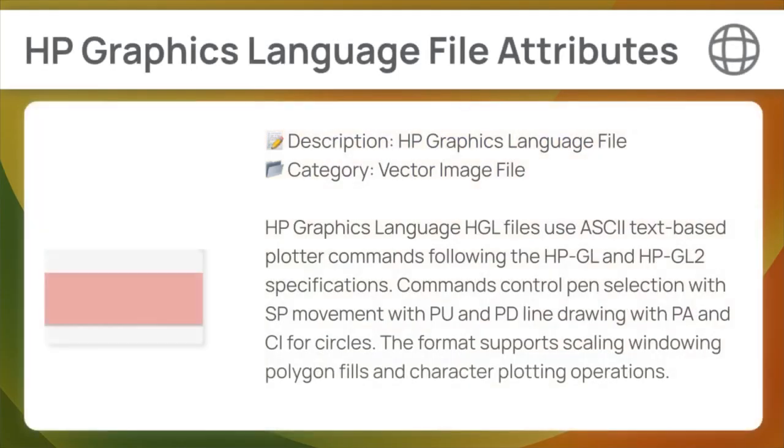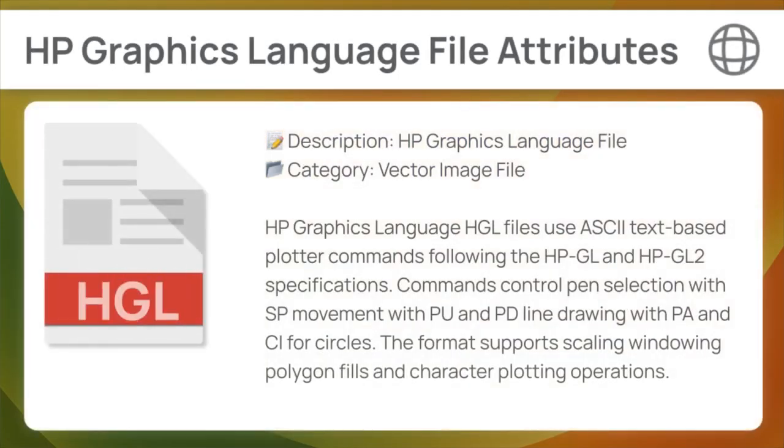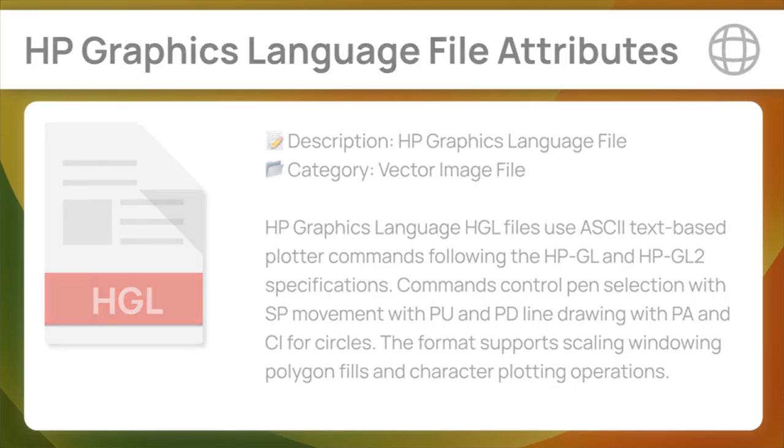HP Graphics Language HGL files use ASCII text-based plotter commands following the HP-GL and HP-GL2 specifications. Commands control pen selection with SP, movement with PU and PD, line drawing with PA, and CI for circles. The format supports scaling, windowing, polygon fills, and character plotting operations.